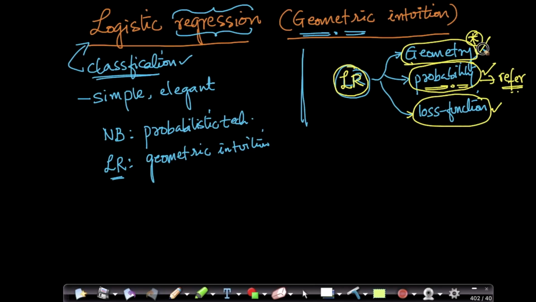So I'll start with geometric intuition. I'll also give you some probabilistic interpretation with some reference material. I'll also dive into the loss function interpretation of logistic regression. By the way, many techniques have multiple interpretations. So we'll focus on geometry to start with. So we'll start with the geometric intuition of what logistic regression is. And let's see what it is.